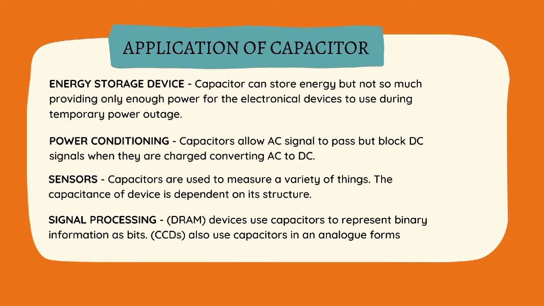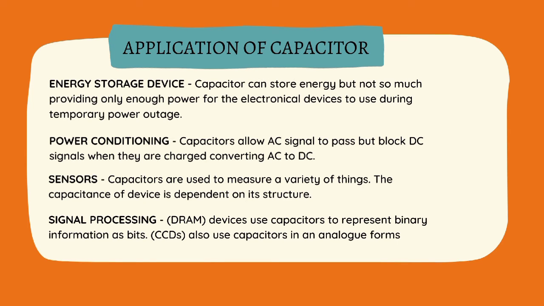The next one is power conditioning. Capacitors allow AC signal to pass but block DC signals when they are charged, converting the current of AC to DC. Next one is sensors. Capacitor also can be used to measure a variety of things such as the temperature or the humidity of the environment. The capacitance of the device is dependent on its structure.